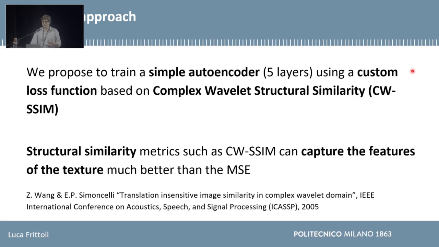We propose to train the autoencoder using a different loss function, and in particular a custom loss function based on complex wavelet structural similarity, which is the weird acronym you saw in the title of the paper. This is a structural similarity metric that can effectively capture the most important characteristics of the texture. And so these kinds of metrics are much better suited than the mean squared error to do anomaly detection in texture images.